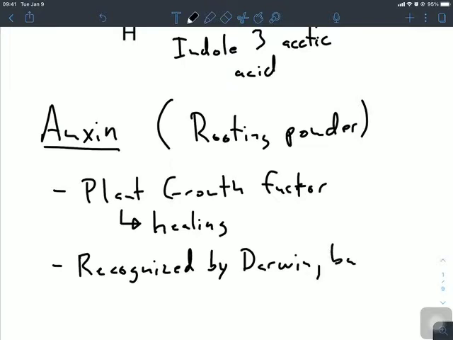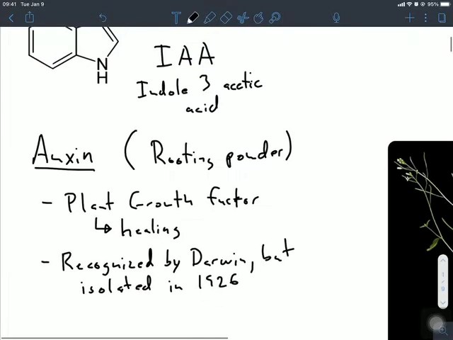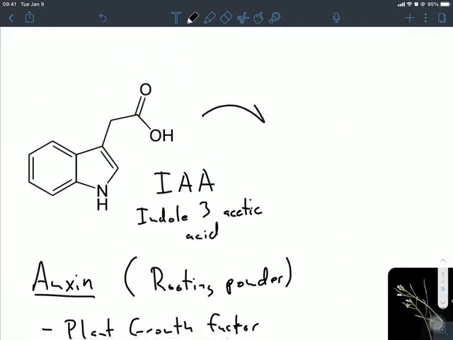But indole acetic acid, or auxin, was first isolated in 1926. So we've known about it for close to 100 years now, which is pretty crazy. The molecule itself derives from the tryptophan pathway. So it's important to know where these hormones come from.